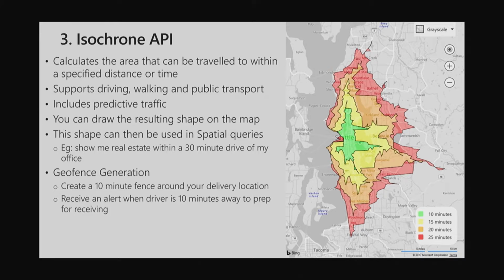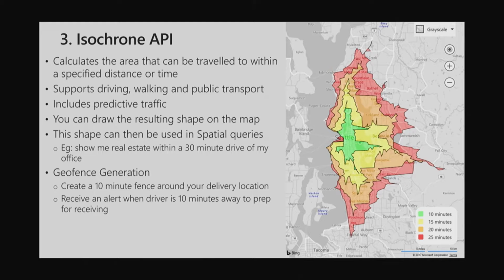Lots of things. I can plot it on a map to give the user of an application a visual cue of how far you can get. But I could do things like spatial querying and filtering, which we'll look at in a moment. Maybe I want to select all of my warehouses or store locations that are within 30 minutes of a warehouse. That'd be a great use for this.